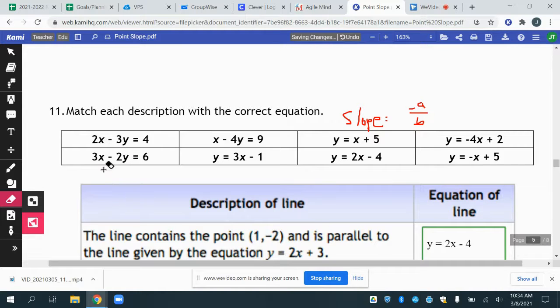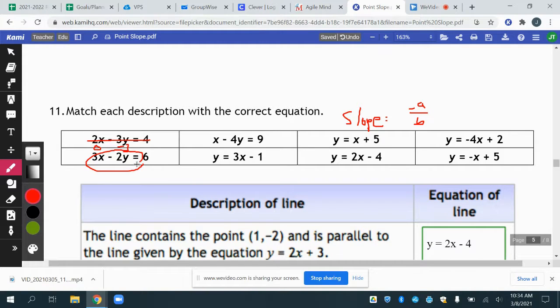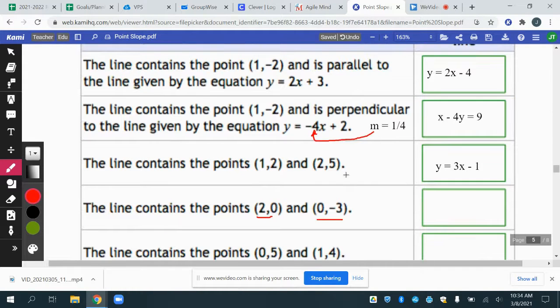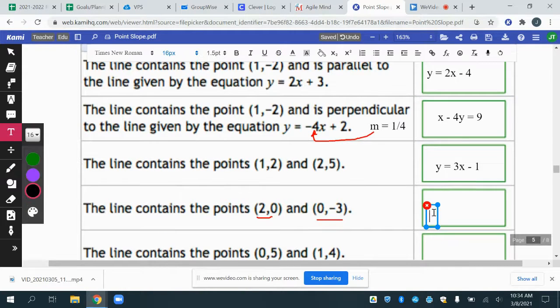(0, -3), so x is 0 and y is -3. I'll just have it on top and bottom. So 0 minus 2 times -3 does not make 4. However, 0 minus 2 times -3 makes +6. So this is the one we want. It works for both of them. I'm going to write 3x minus 2y equals 6.